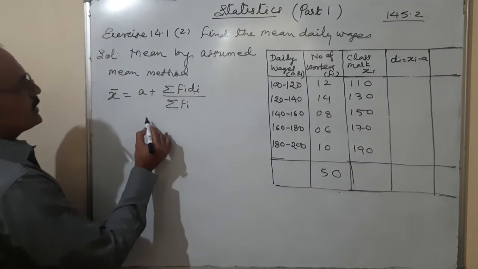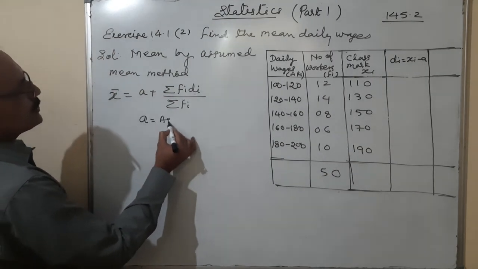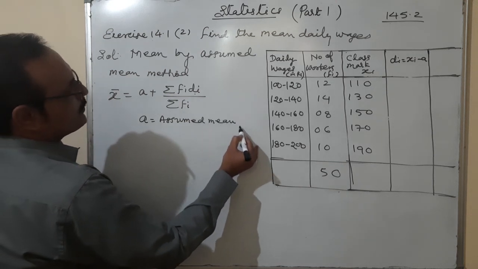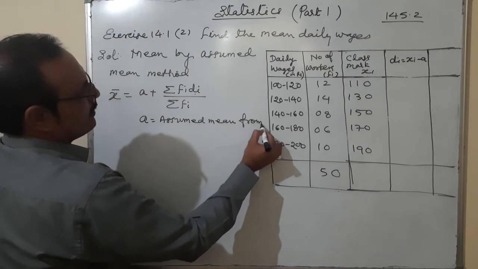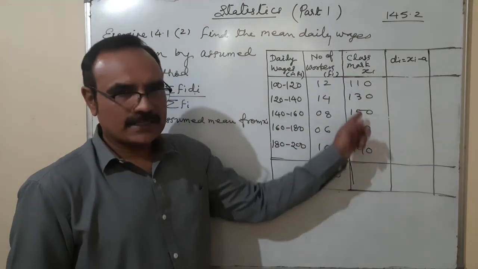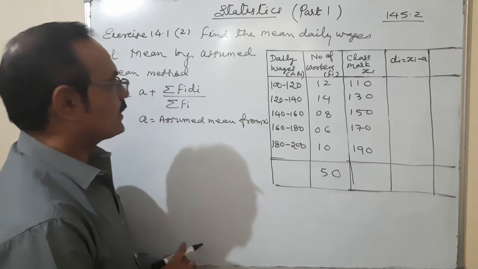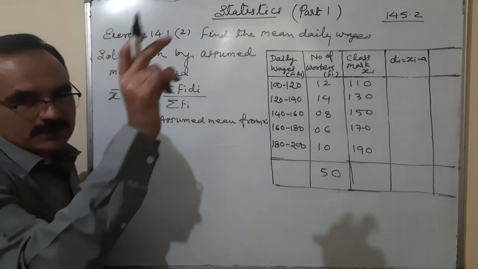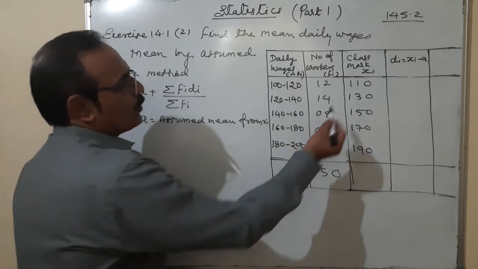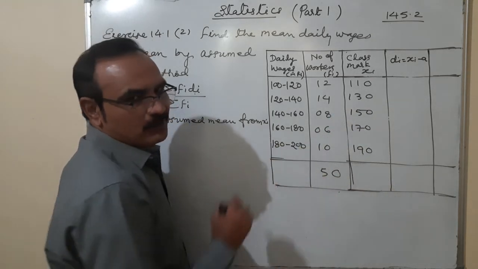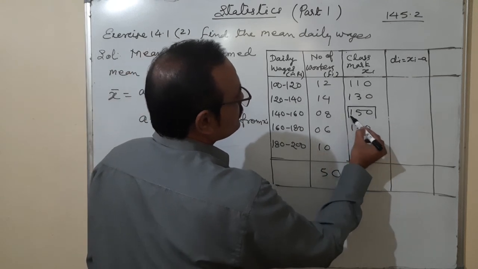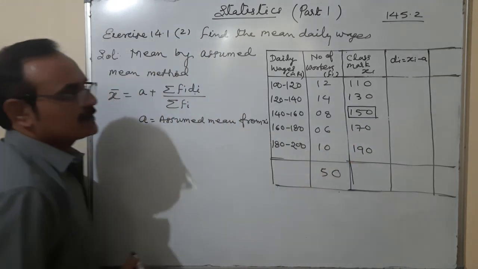What is a? A is equal to the assumed mean. Where is the xi column? This is the xi column. From this xi column, we are going to find the assumed mean. That means the mid value from the xi column. How to find the mid value? 1, 2, 3, 4, 5 numbers are here. So what is the mid number? 150. So this 150 is equal to A.